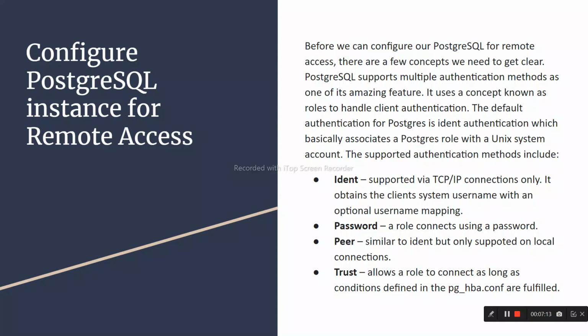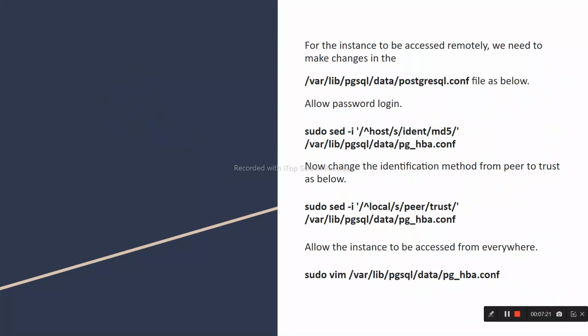The pg_hba.conf file is the configuration file provided by PostgreSQL itself during installation. For the instance to be accessed remotely, we need to make changes in this location. When we install the Amazon Extras library and enable PostgreSQL 14, this path will be created.